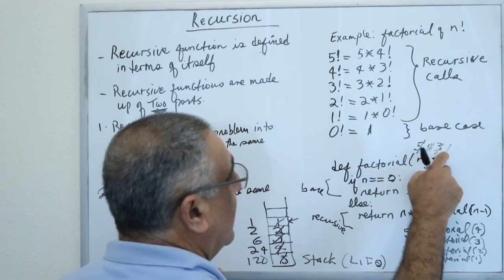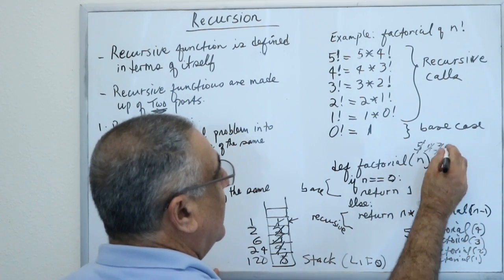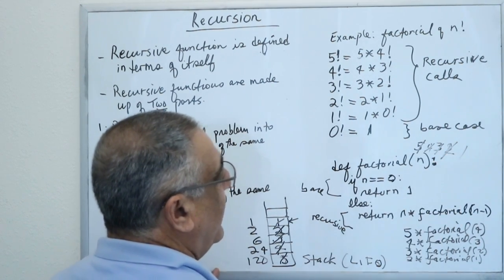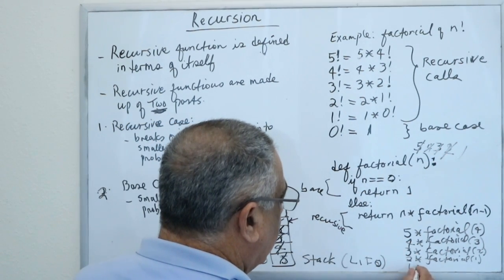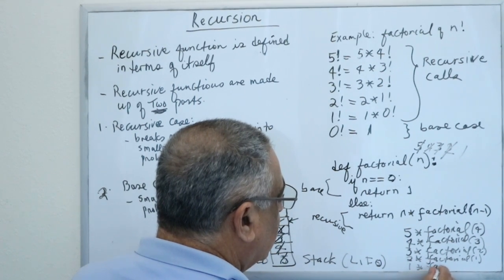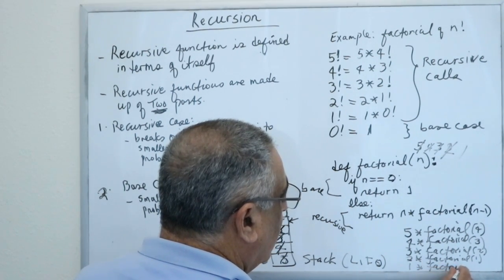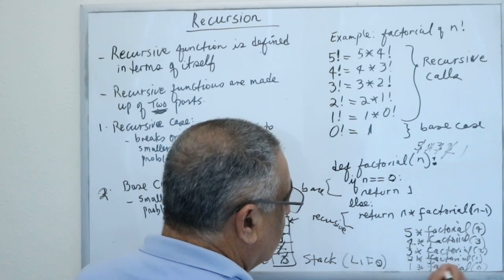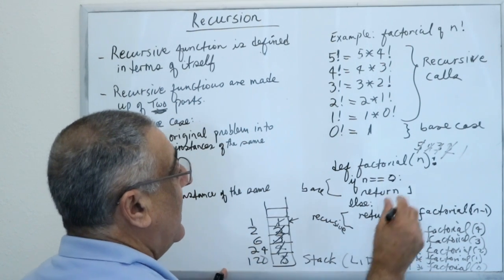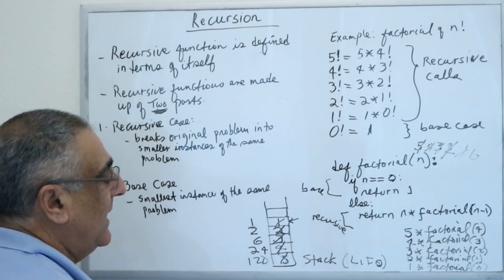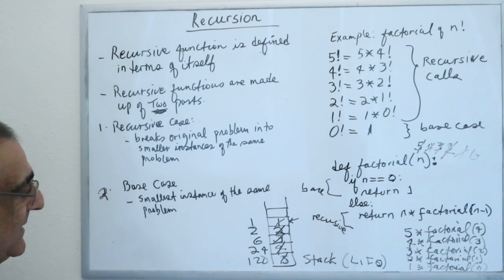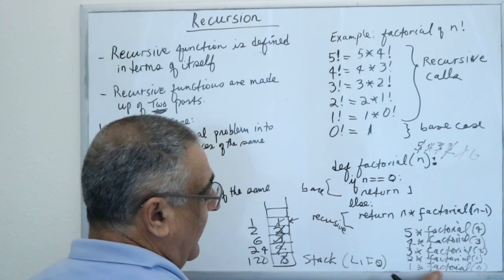See that? That's factorial of 1. So this time it passes 1. When I pass 1, that's not true. So it's 1 times, and this is going to do factorial of 0. See, that's a 0. Now, I pass 0 here. When it checks if n is equal to 0, yes. It returns 1, then it backtracks.